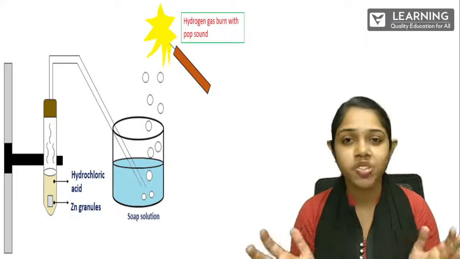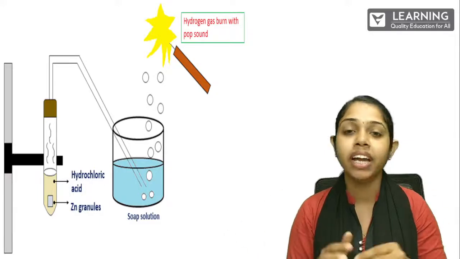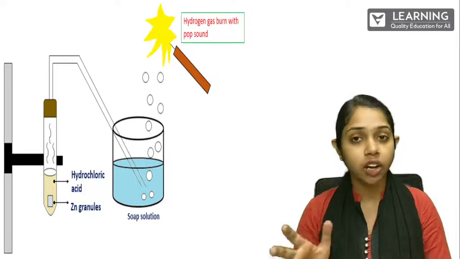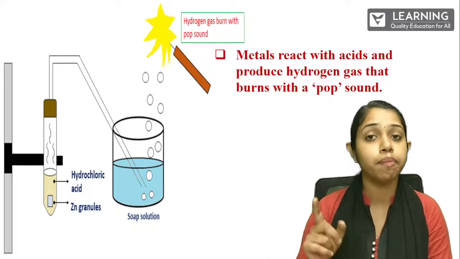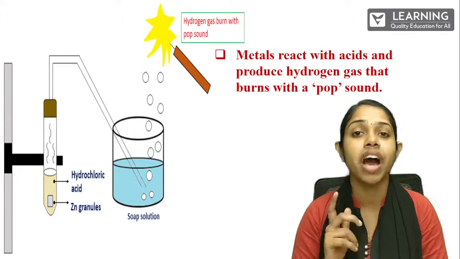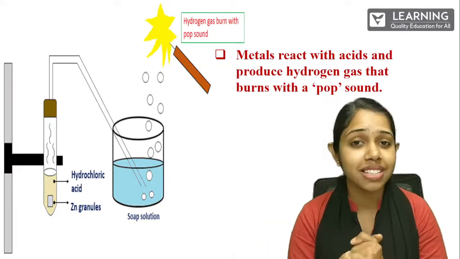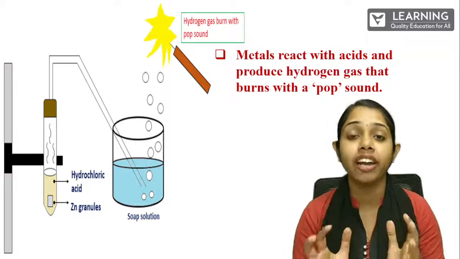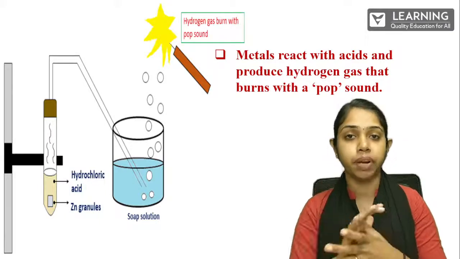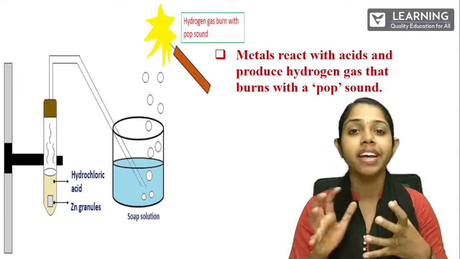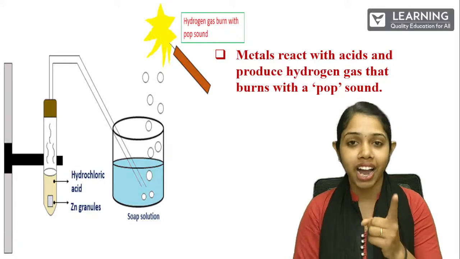Even our reactions are not so difficult. You can learn them in a very fun way, right? If you understand what is happening, it is going to be very easy. Yes. Now that we have understood that the gas is coming out with a pop sound, as you can see, metal reacts with acids and produces hydrogen gas that burns with a pop sound. What is the gas that is generated there? It is the hydrogen gas, because we are using hydrochloric acid and a metal, in this case the zinc metal, right? Whenever metals react with acids, they produce hydrogen gas.